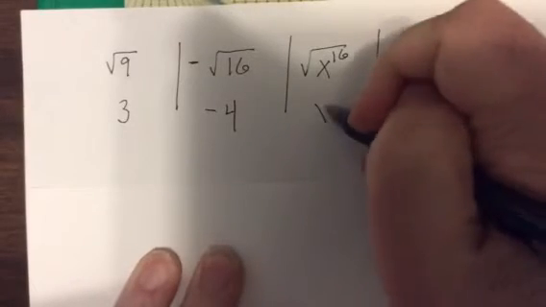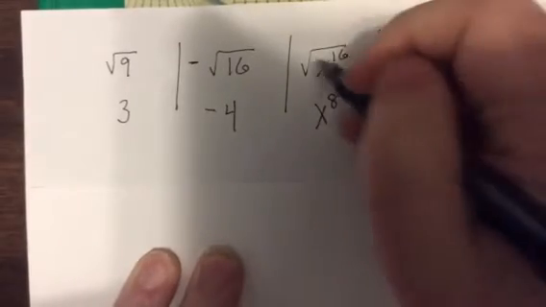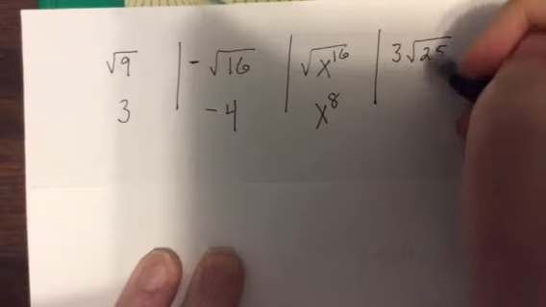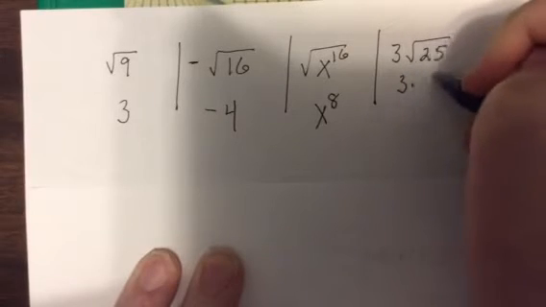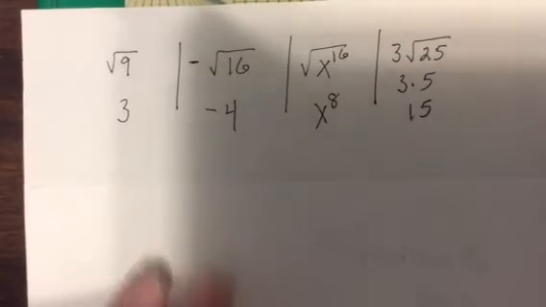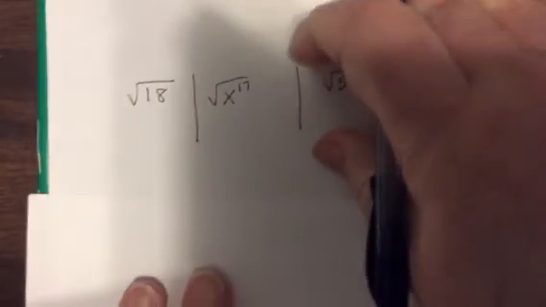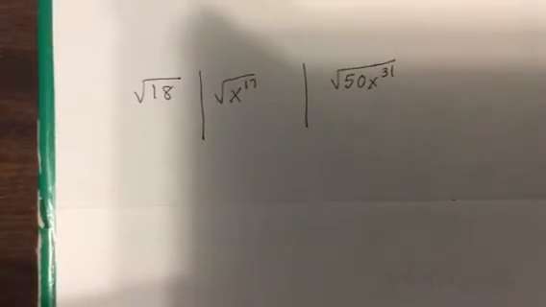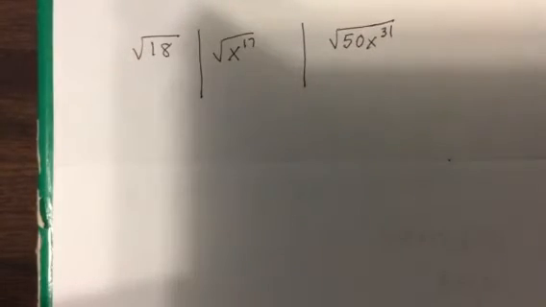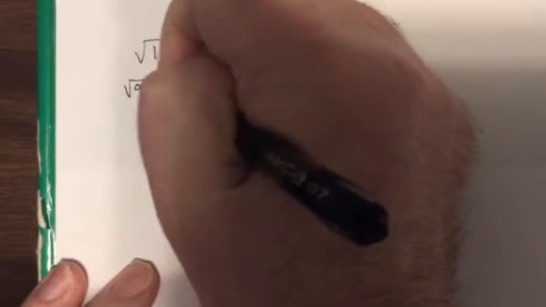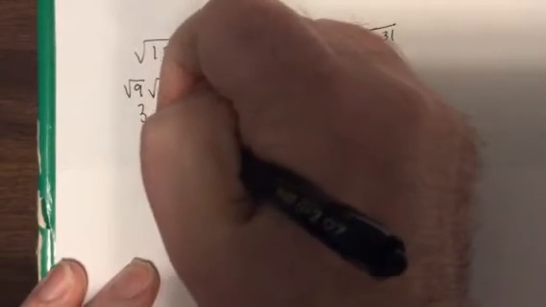Minus 4. Remember, you divide the power by 2 if it's a square root. The square root of 25 is 5, so it's 15. That should be very quick. Then, okay, this is not as nice. So turn this off or freeze it and then do it and then turn me back on. 18 is 9 and 2. So it'd be 3 square root of 2.